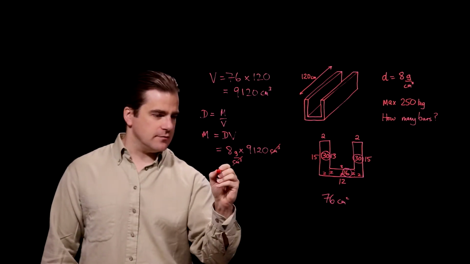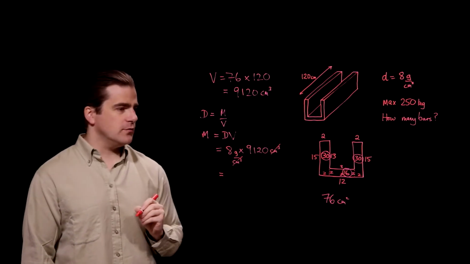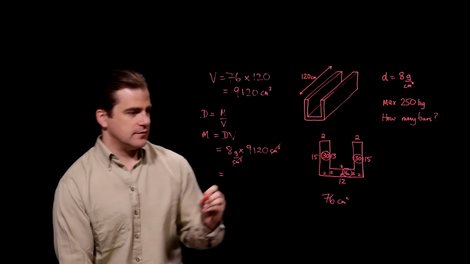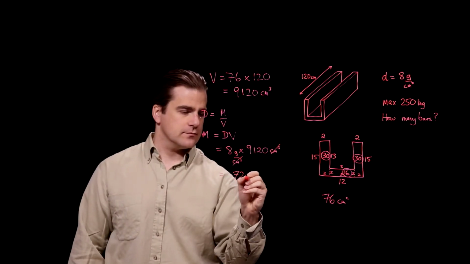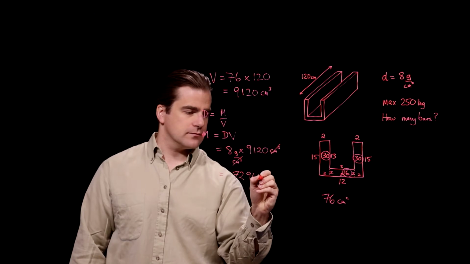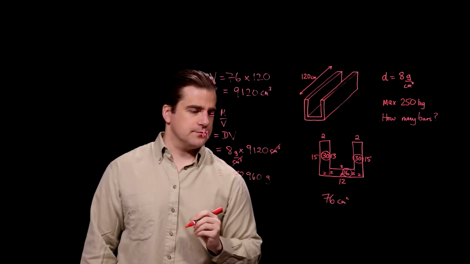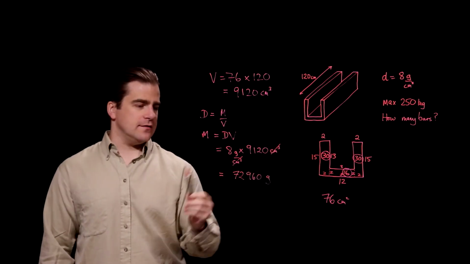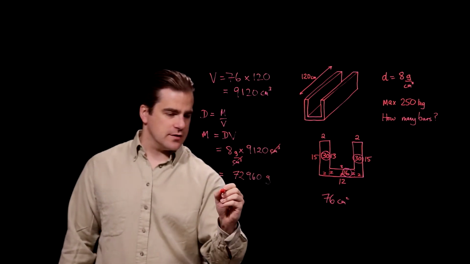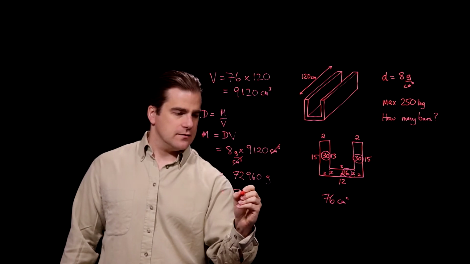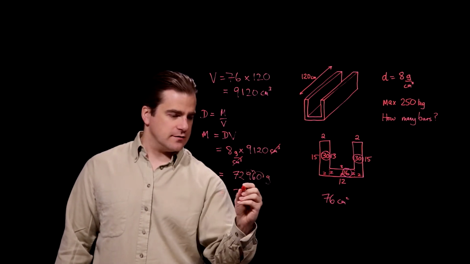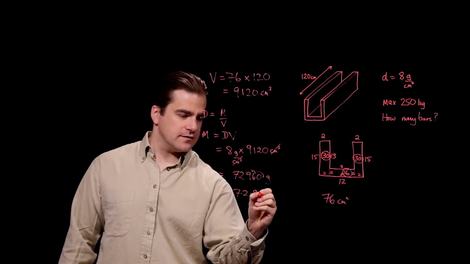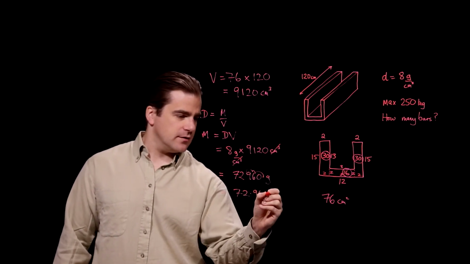Anyway, 8 times 9120 is 72960 grams. So the mass of one bar is 72960 grams, which is, move the decimal point 1, 2, 3 to turn it into kilograms, 72.96. We don't need the 0. Kilograms.